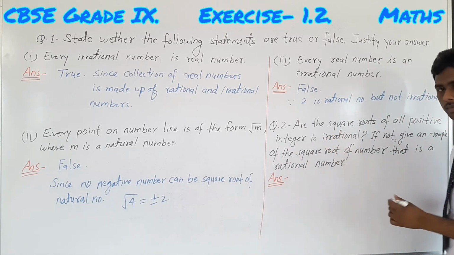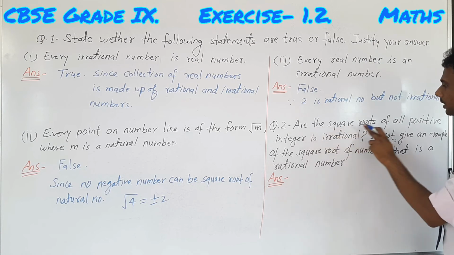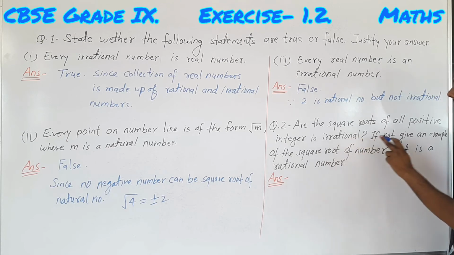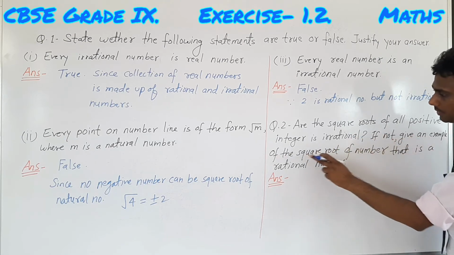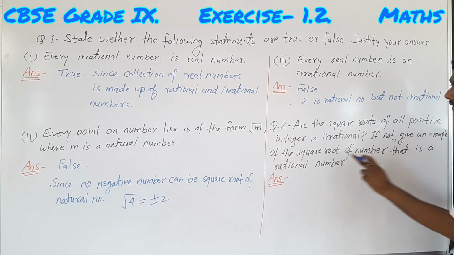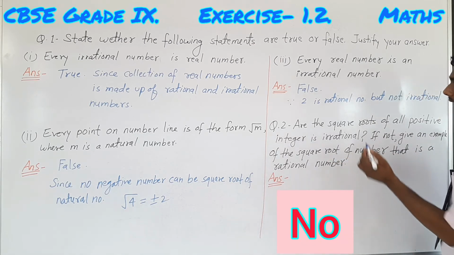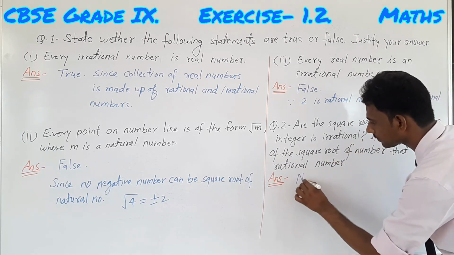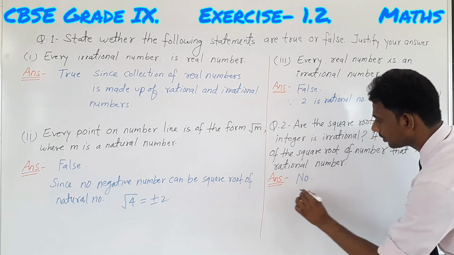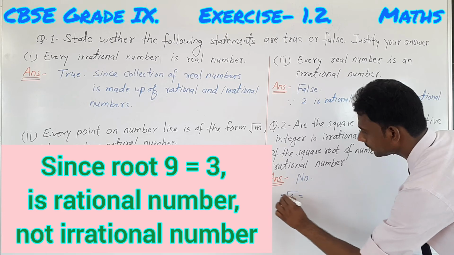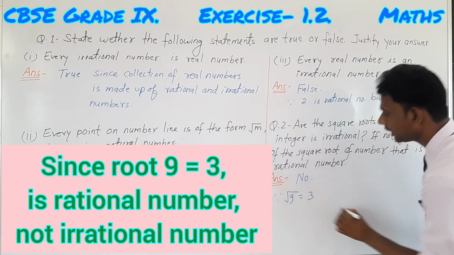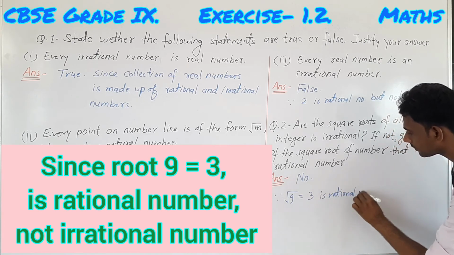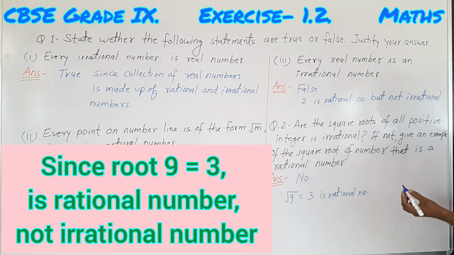Now question number 2. Are the square roots of all positive integers irrational? If not, give an example of a square root of a number that is a rational number. No. Because root 9 equal to 3 is a rational number. It is not an irrational number.